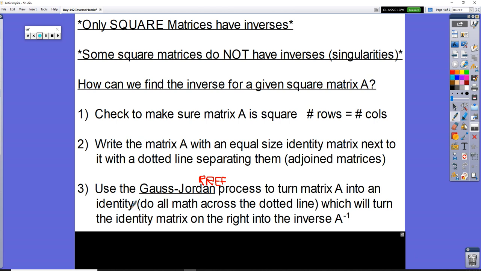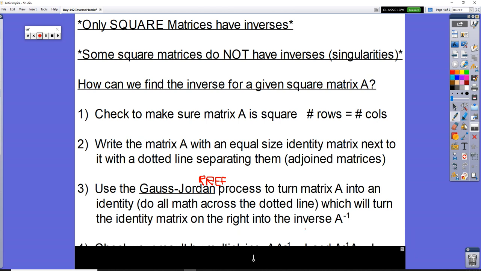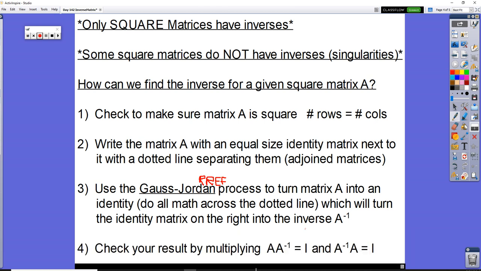And whatever math you're doing to matrix A to make that happen, you're going to do that math all the way across the dotted line onto what used to be the identity matrix. As you're doing the math to turn matrix A into an identity, that same math will be turning the identity matrix that was attached into the inverse matrix. So by the time you're done, what's on the right-hand side of that dotted line will contain your inverse for matrix A.